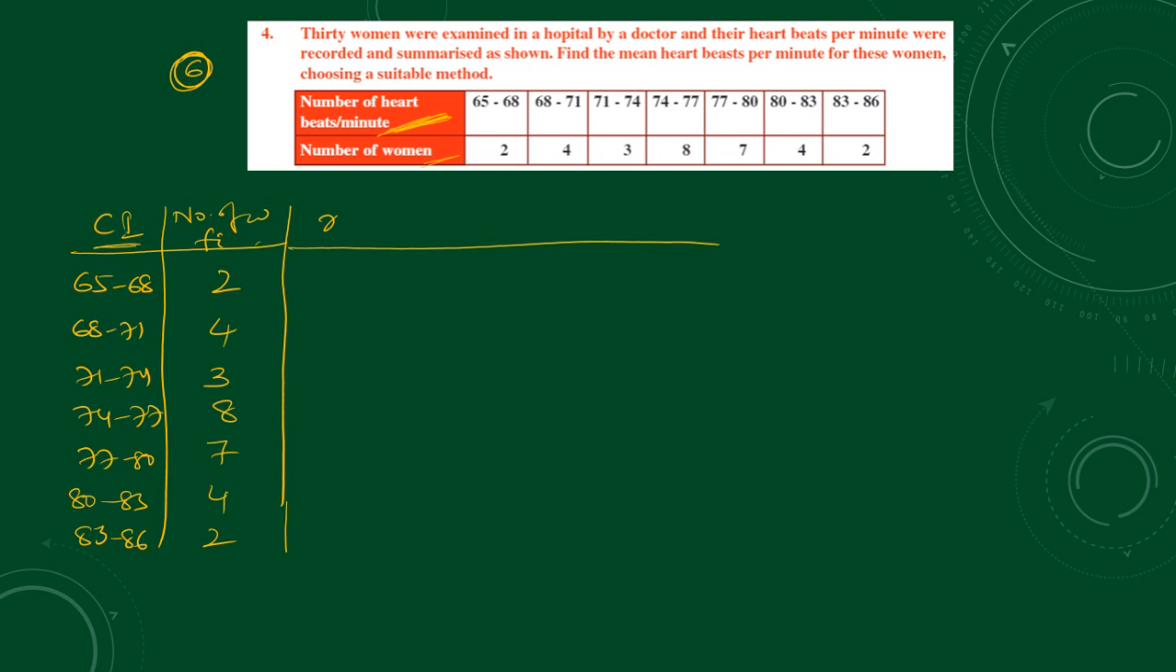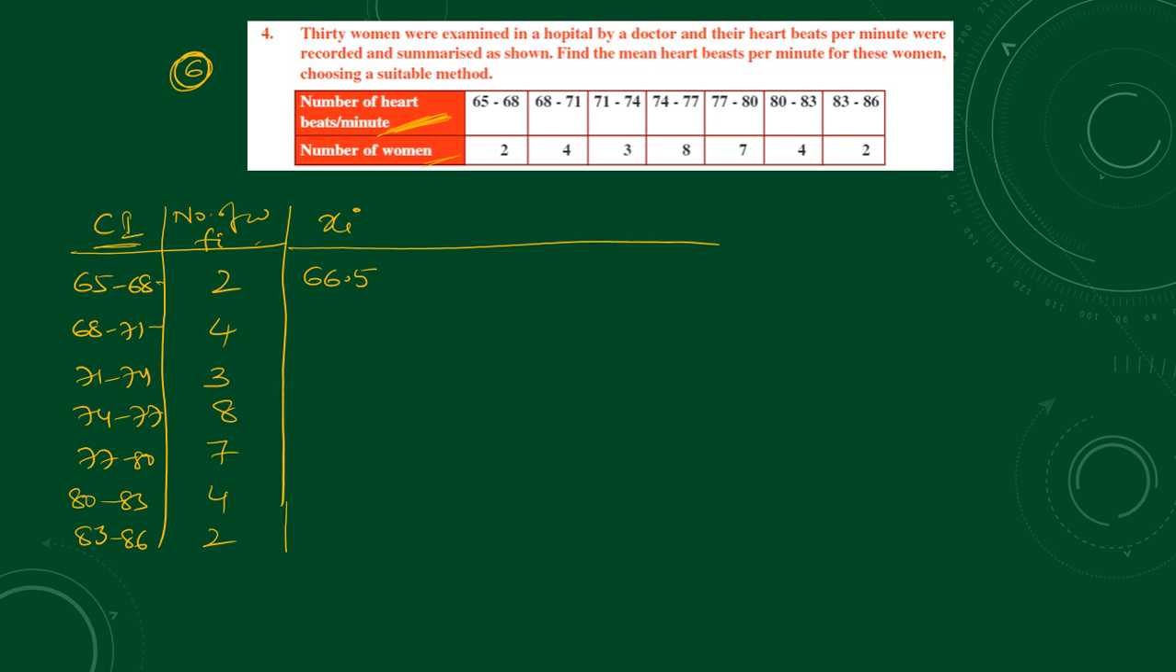So understand carefully. The third column is Xi, so Xi is normally 65 plus 68, how much? So what will be the value? So it is nothing but 66.5, I think, right? So 65 plus 68 is 8 plus 5, 13, so 133. So 133 halves is 66.5.